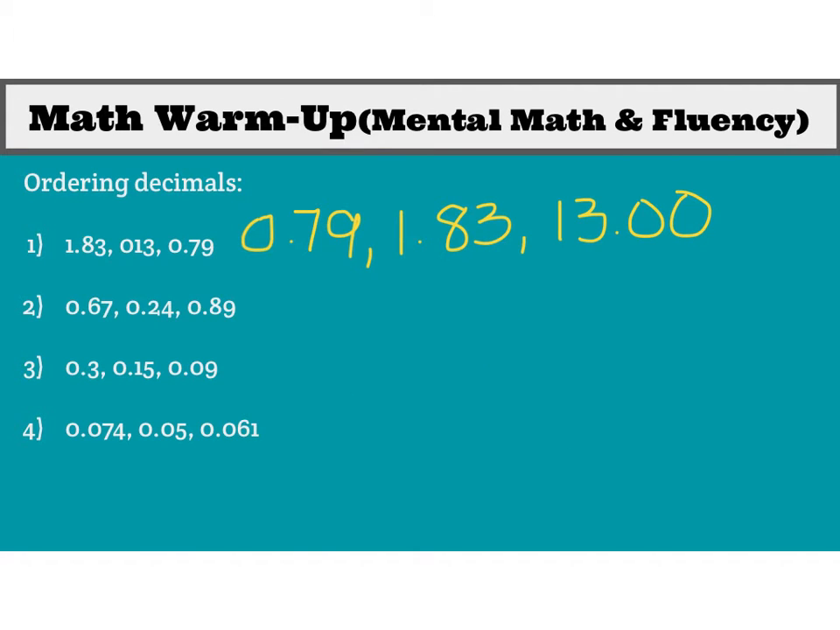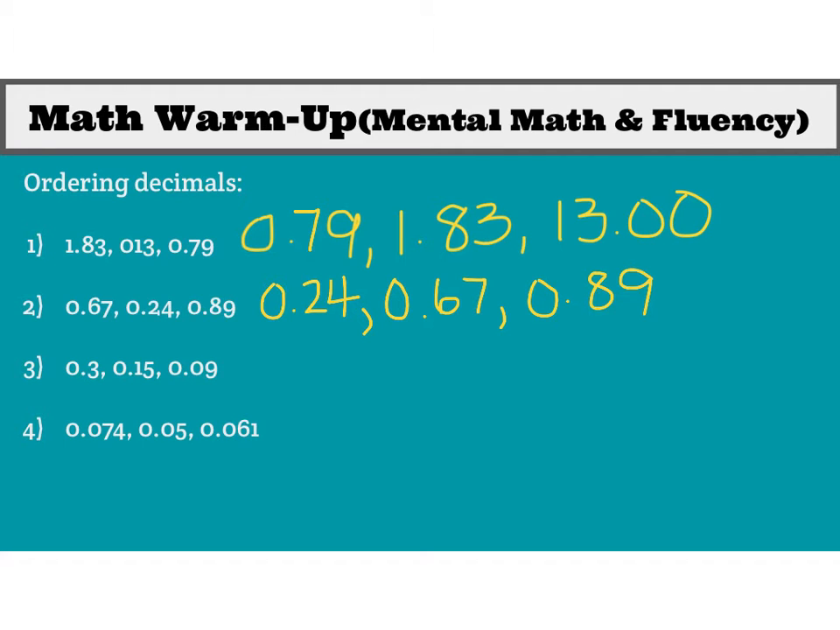So looking at this section, number 2, for those 3 decimals, you should have written 0 and 2400ths as the smallest, 0 and 6700ths as the next smallest, and 0 and 8900ths as your largest. Go ahead and pause your video and complete number 3.